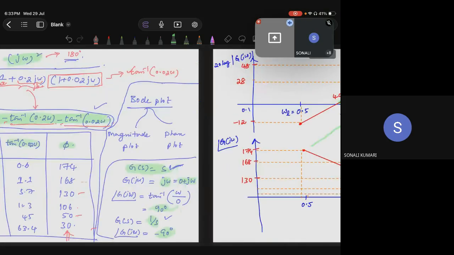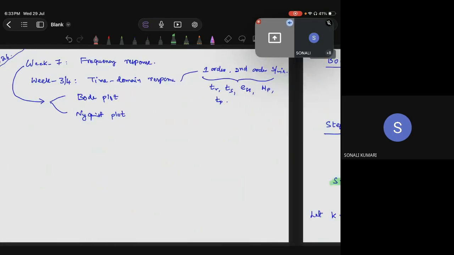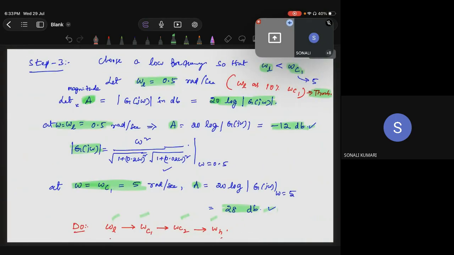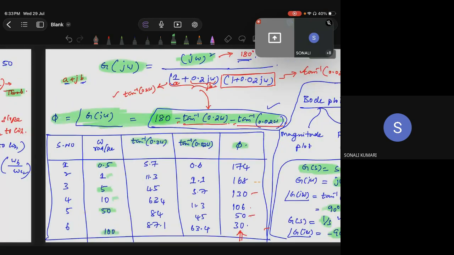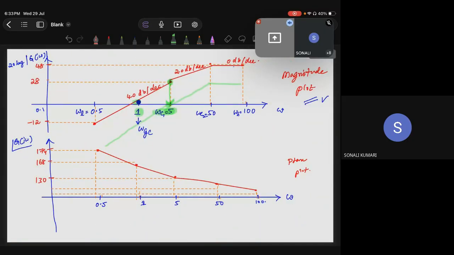For a given problem, follow all these steps: step 1, step 2, and for each frequency calculate the magnitude. Choose your omega L, omega H, and also the phase plot. Draw the phase plot like this and answer the extended question. All right.